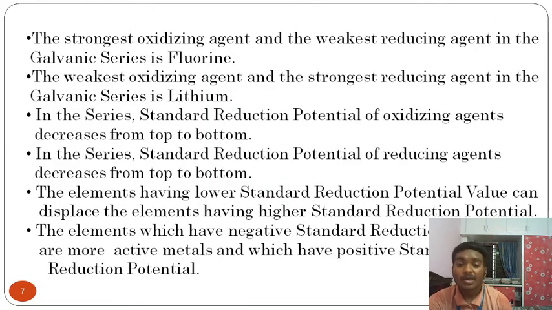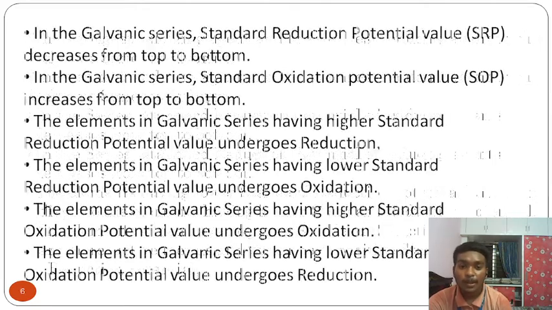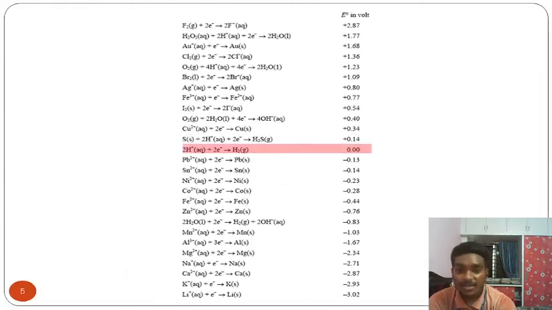The elements which have negative standard reduction potential are more active metals than the elements having positive standard reduction potential value. As you can see in the series, the elements having negative reduction potential value are below the hydrogen and those with positive reduction potential value are above the hydrogen. The elements present above the hydrogen are called noble metals or less reactive metals.